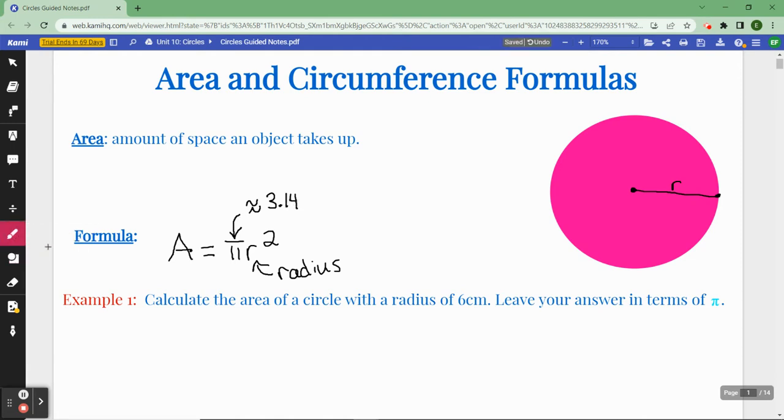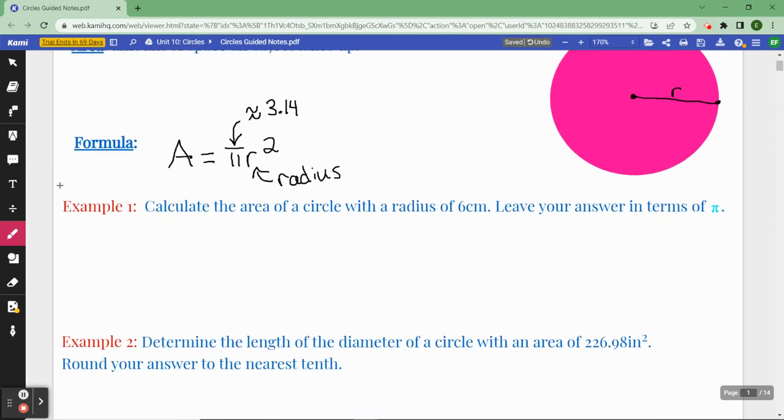So let's do an example. Let's say that we want to calculate the area of a circle with a radius of 6. So anything that has to do with a formula, I do like to actually write out that formula first. So A equals pi r squared, and then we're looking at a radius of 6. So that means in our formula, I'm going to keep my pi in there because I want to leave my answer in terms of pi. I won't use 3.14, but I will substitute a 6 in as the length of the radius.